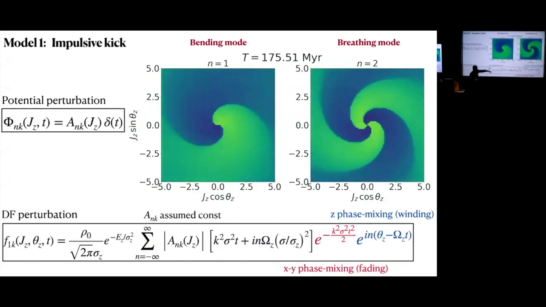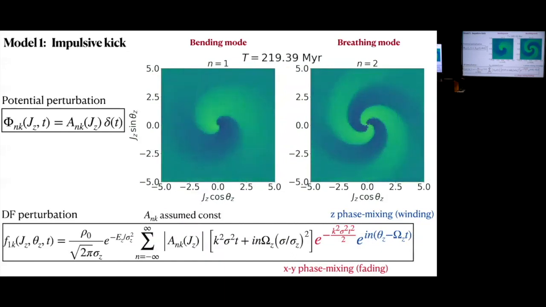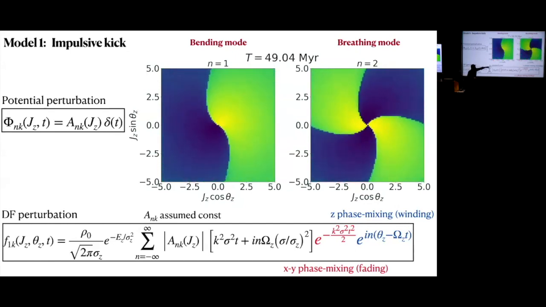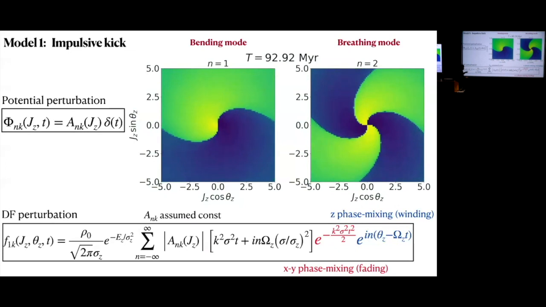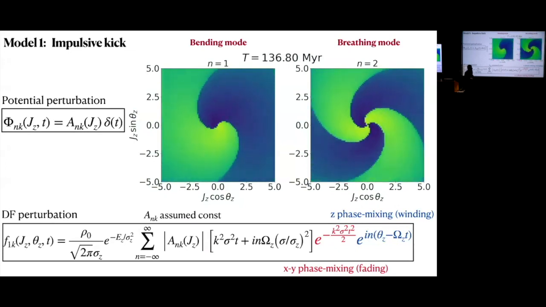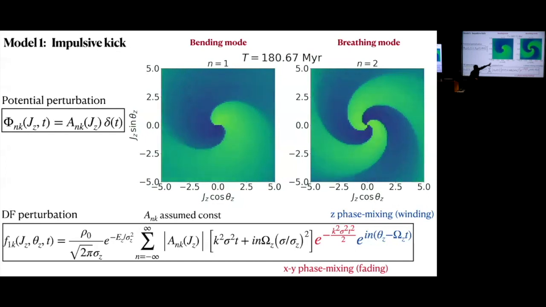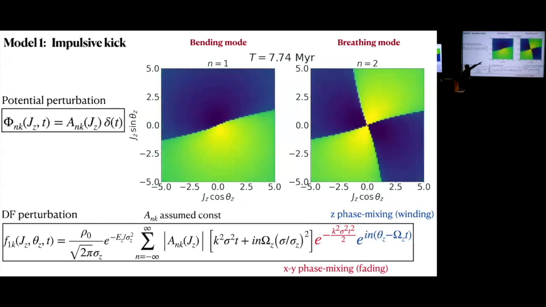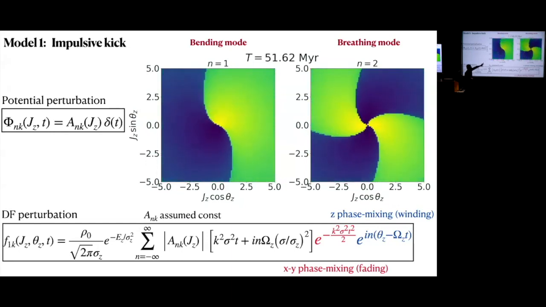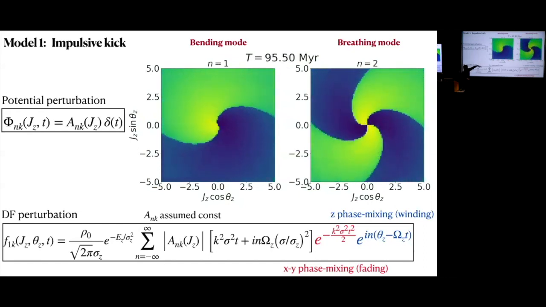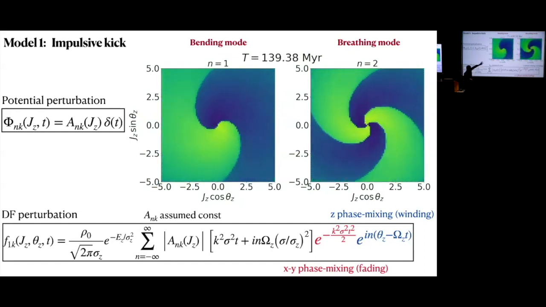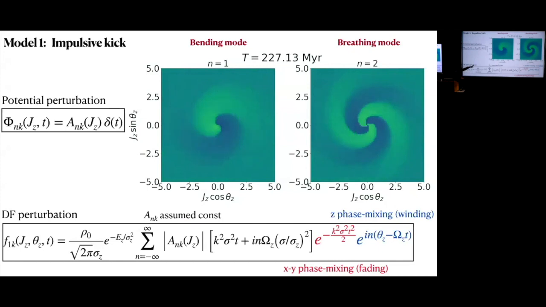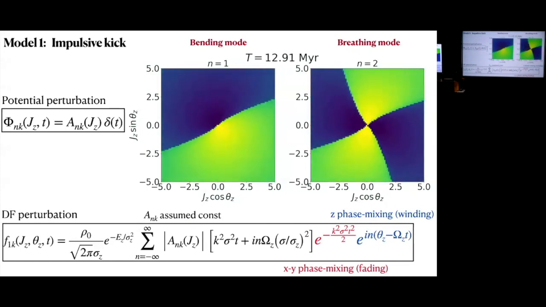That goes as an exponential damping term, e to the minus e squared. What I'm showing here is jz sine theta z versus jz cos theta z, color coded by the distribution function perturbation. Initially, we start from n equals 1 and n equals 2, basically a dipole and a quadrupole. Since the stars near the center, that is the stars with lower actions, are moving at larger frequencies than the ones away from the center with larger actions, we have this winding up that is due to differential rotation of the stars. So we have a winding up of the spiral because of the different frequencies of the stars.